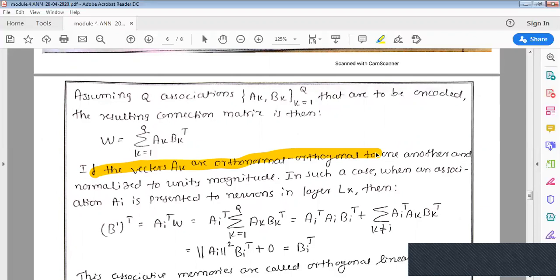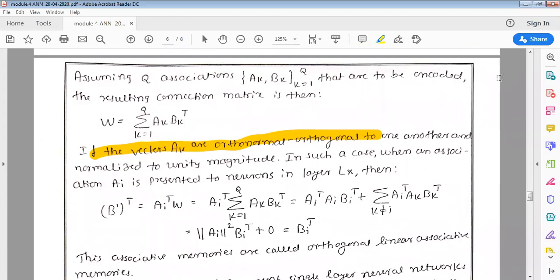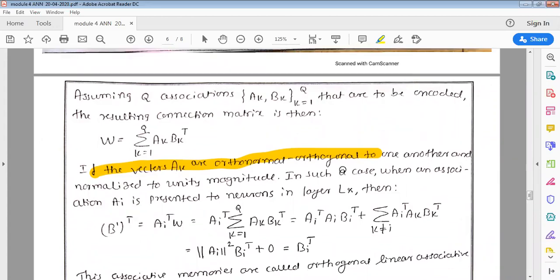Anybody, what is the meaning of orthogonal vectors from mathematics? Yeah, anybody, what are orthogonal vectors? Are you able to hear me? What is an orthogonal vector?